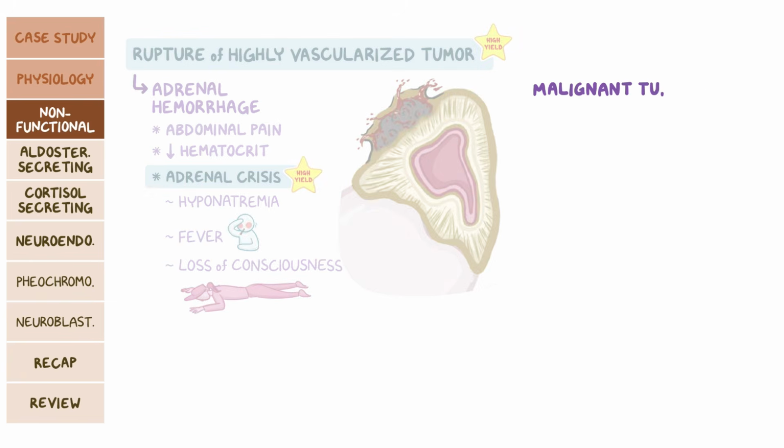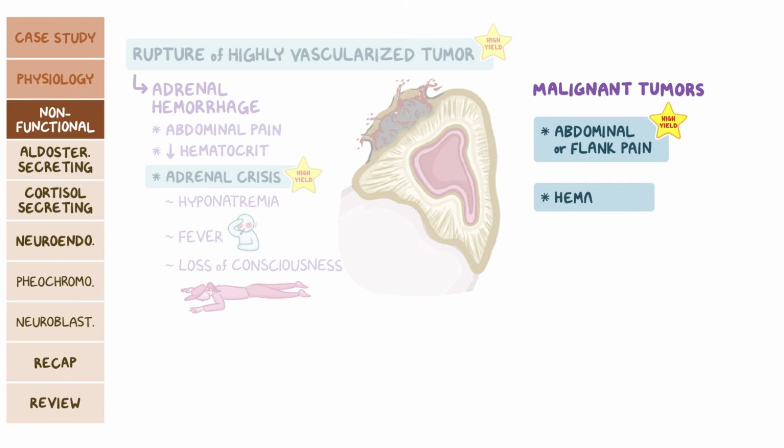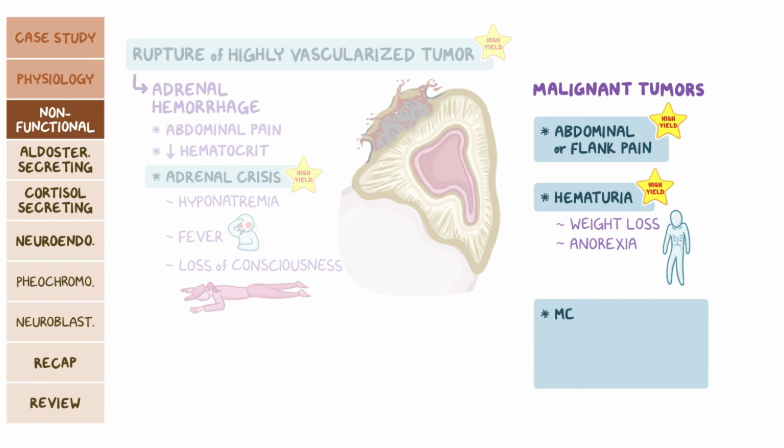Additionally, malignant tumors can also cause symptoms like persistent abdominal or flank pain, hematuria, as well as general symptoms like weight loss and anorexia. Adrenal carcinoma can also metastasize to the liver, lungs, lymph nodes, the 3 Ls, as well as the bones, which means individuals might also present symptoms related to the affected organ.